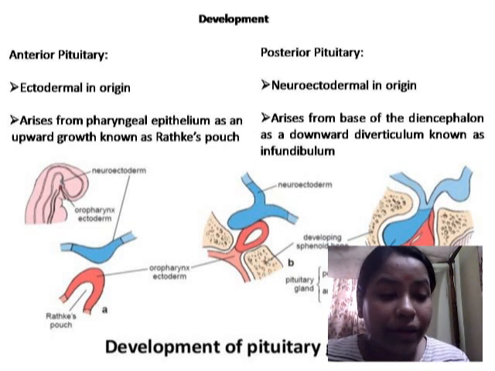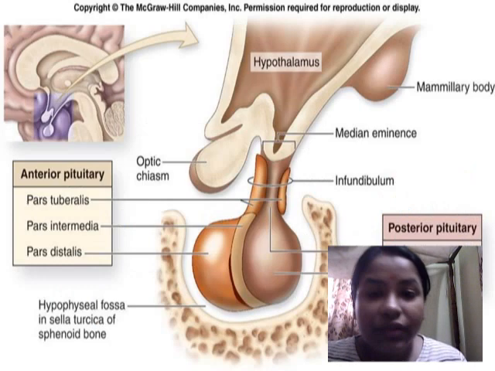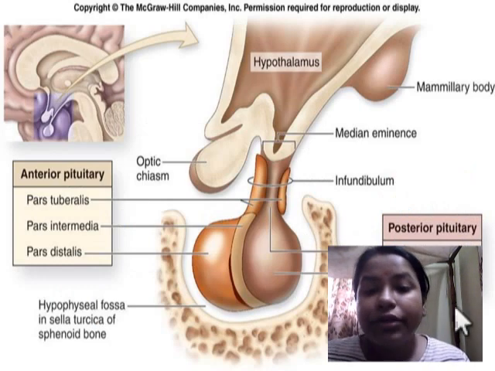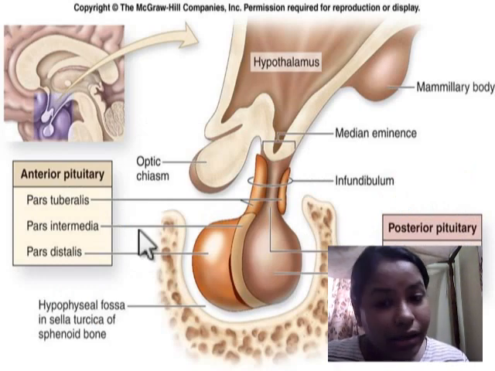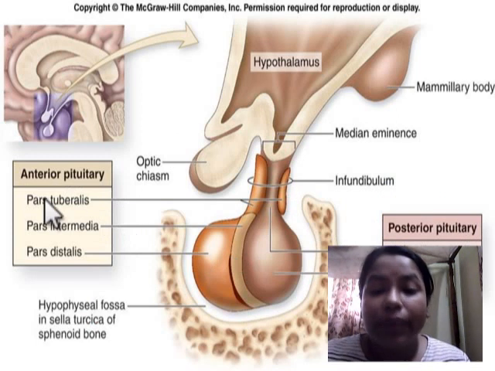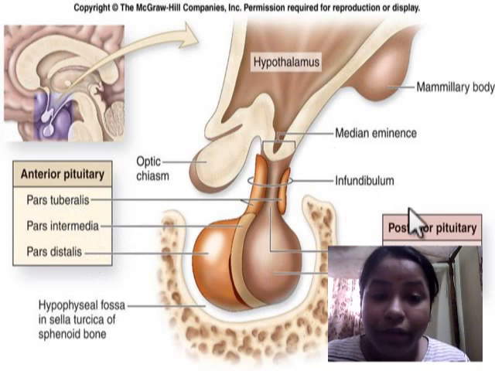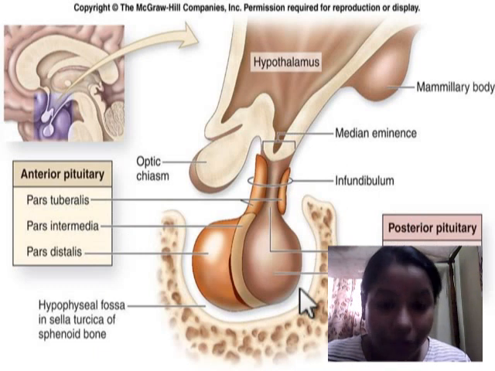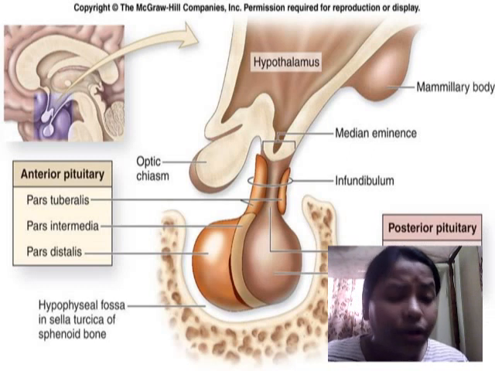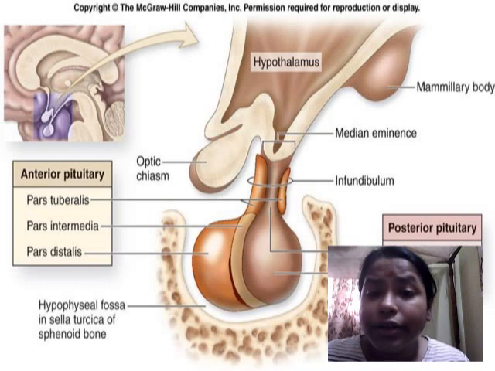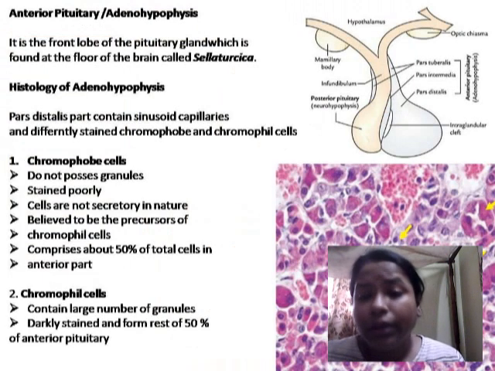Now coming to the anatomical part. See, our anterior pituitary part has three parts: the pars tuberalis, pars intermedia and pars distalis. Whereas our posterior pituitary part has infundibulum and pars nervosa.